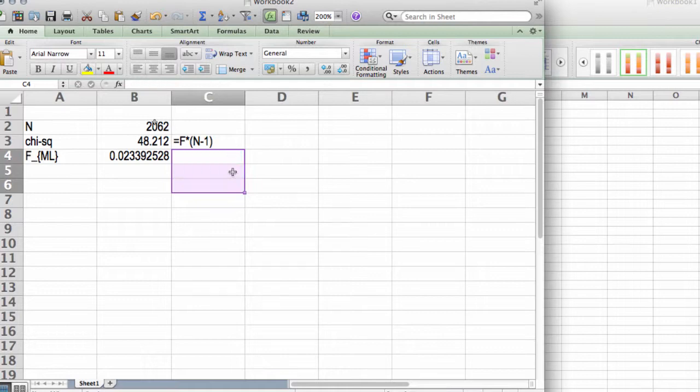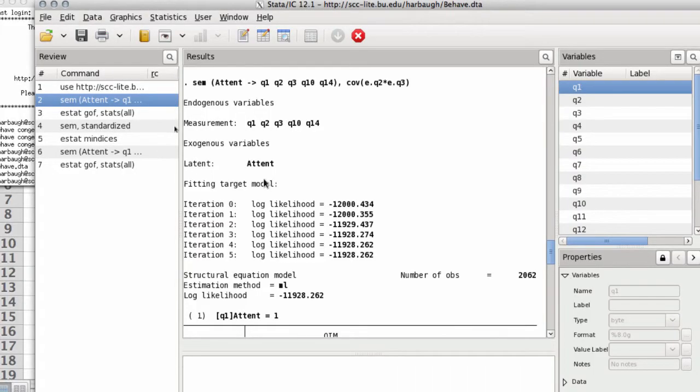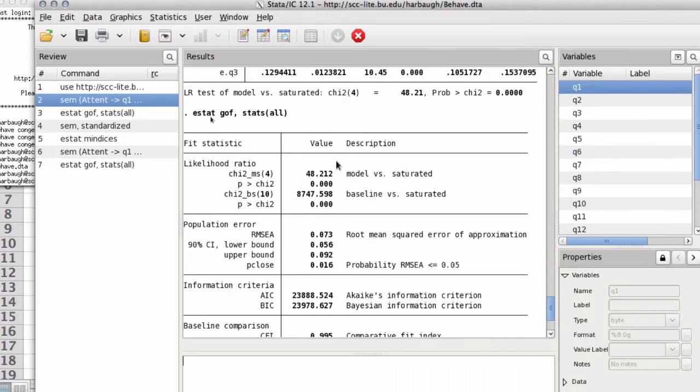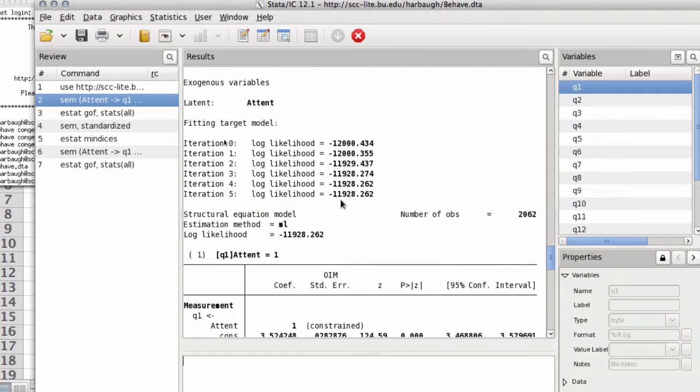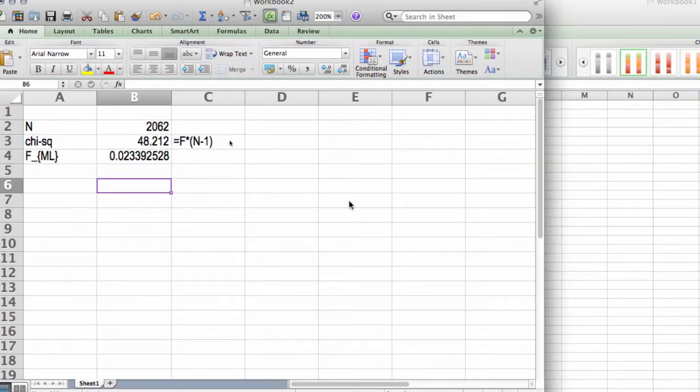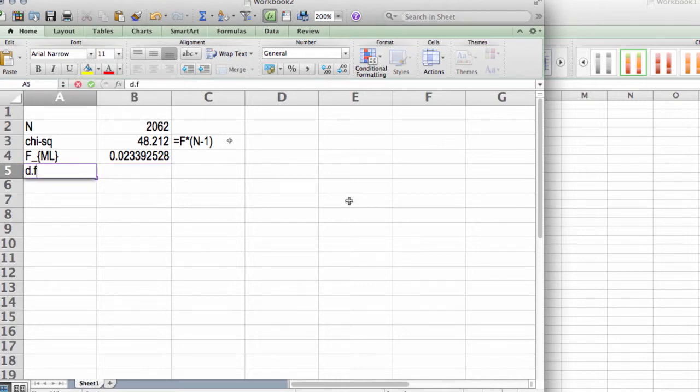All right, so let me walk through what I just did here. This is the sample size, 2062. The chi-square is 48.212. I'm just taking that from the output here, and we have the sample size reported up here. Oh, I forgot one other thing. The other thing I need here is the degrees of freedom, and the degrees of freedom were 4.